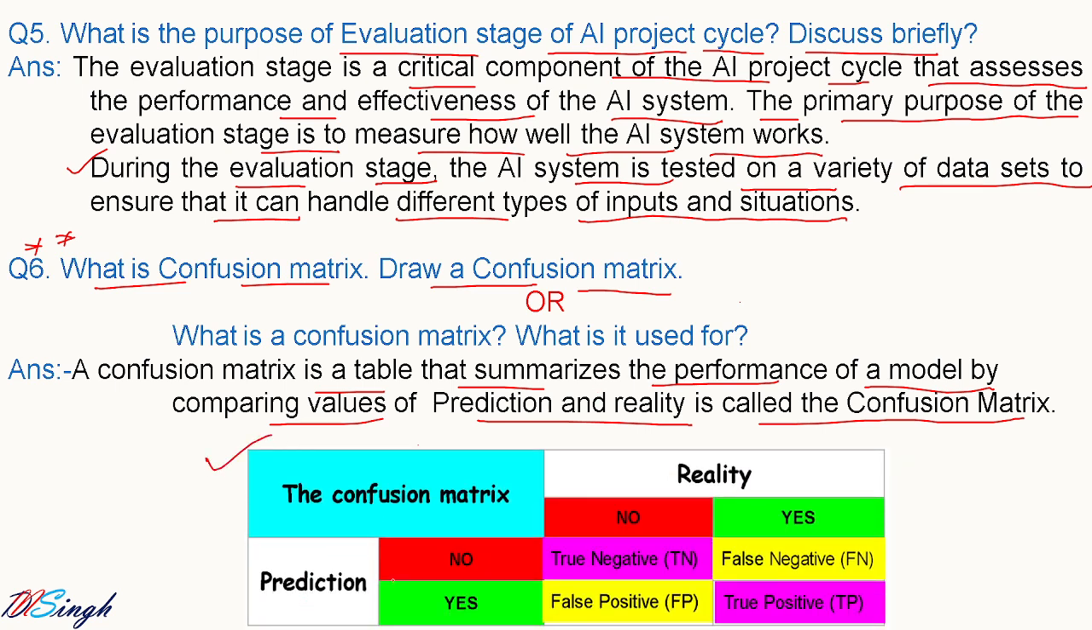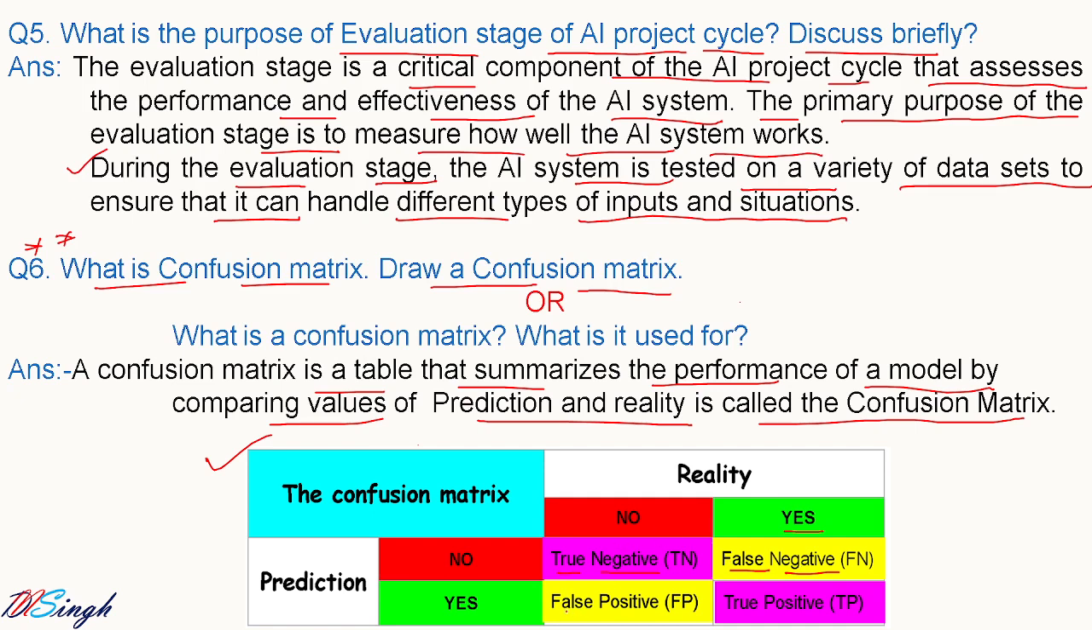You need to remember: prediction, no, yes; reality, no, yes. Based on the values of prediction and reality, they both are the same here, so you get true as the first word, and the second word will be negative because the prediction value is no. Here prediction and reality are not the same, so you will get the first word as false, and the next word will depend on the prediction value, which is no, that's why it is negative.